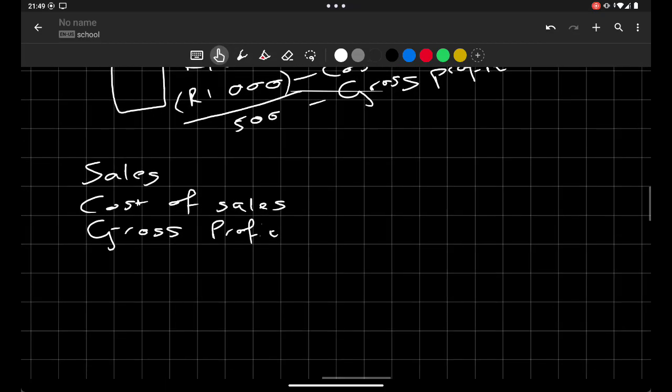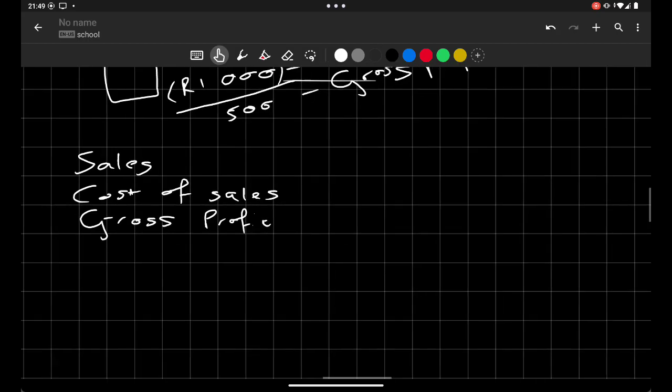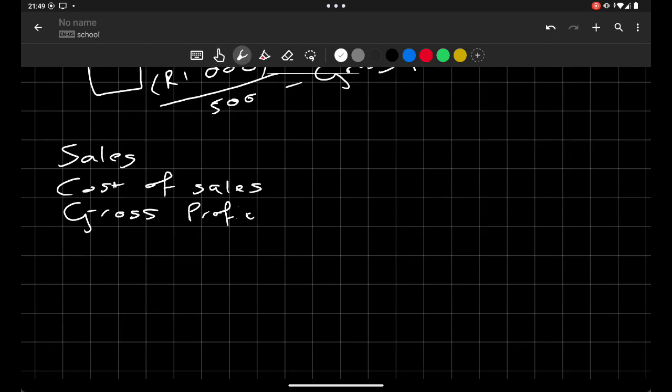Now I want you to also understand the percentages that come into this, because that is the main point when answering these questions. Once you have the percentage, I'm going to give you a formula that I usually use and is able to help me, right? So the percentages, let's first start with the cost of sales.